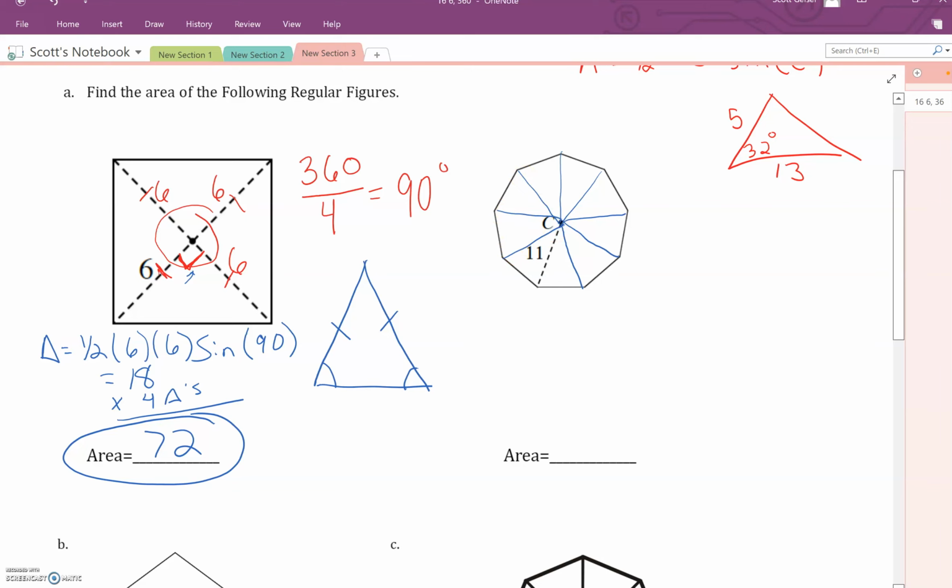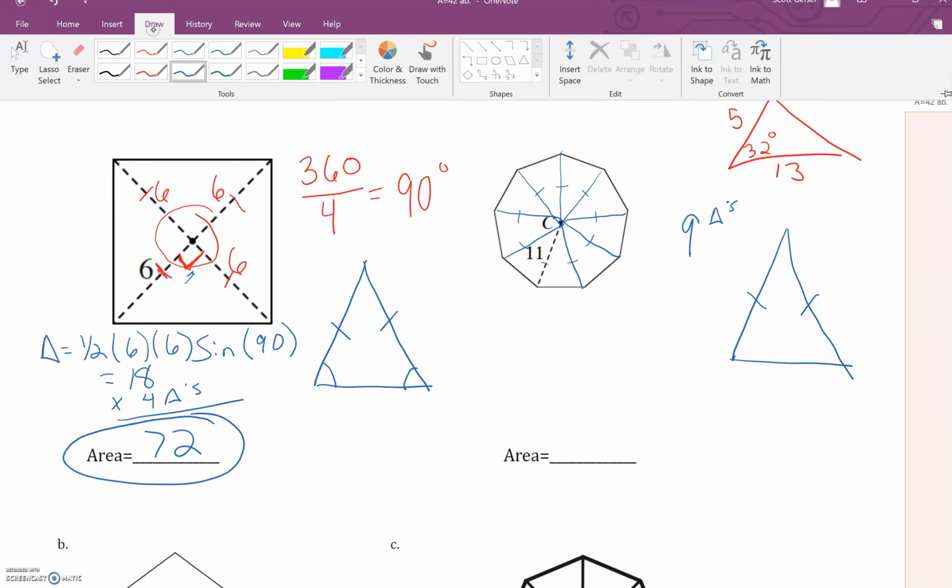Okay, then I need to count how many triangles there are. Sometimes I like to mark them. So I'd have 1, 2, 3, 4, 5, 6, 7, 8, 9. There are 9 triangles here. Okay, so how would I figure out this degree measure up here? Sometimes I like to redraw it. I'm going to have an isosceles triangle in there.